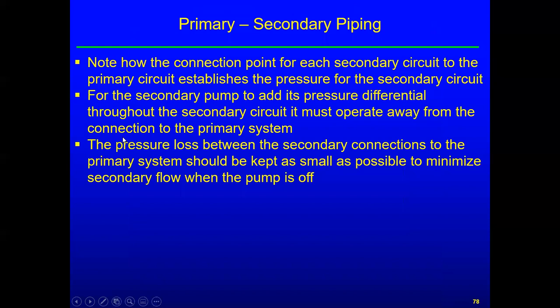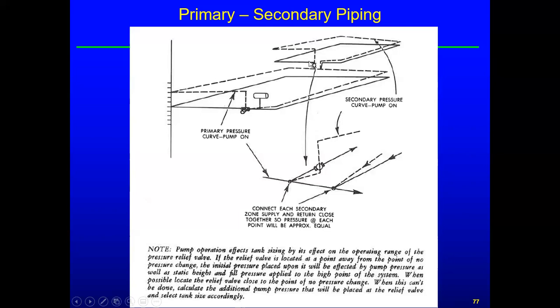Note how the connection point for each secondary circuit to the primary circuit establishes the pressure in the secondary circuit. For the secondary pump to add its pressure differential throughout the secondary circuit, it must operate away from the connection to the primary. So say this is operating away from the primary. Say if we put it on this side, it would be pumping into the primary, and then we would get that pressure in the negative direction.